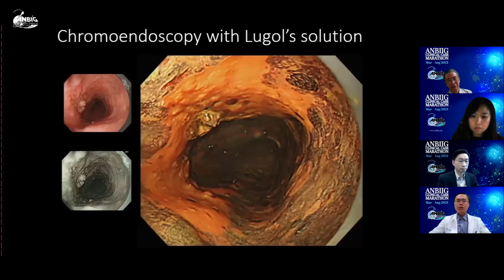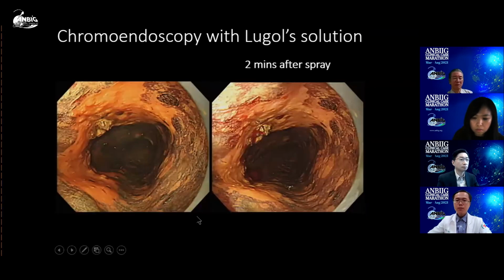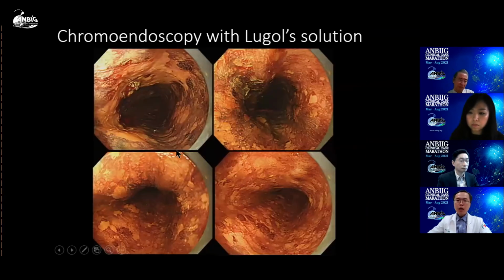Okay, so the patient also received chromoendoscopy with Lugol solution, and now we can clearly identify the extension of this lesion. The lesion presented as a Lugol-voiding area extending more than half of the circumference. And 2 minutes after spraying the stain, the lesion showed some pink color change. And except for the main lesion, there were multiple small Lugol-voiding lesions in the rest of the esophagus.